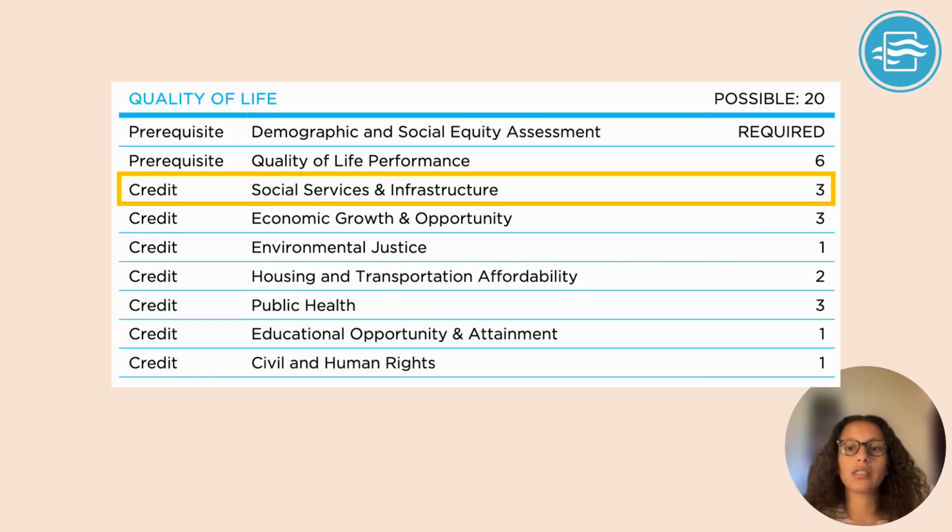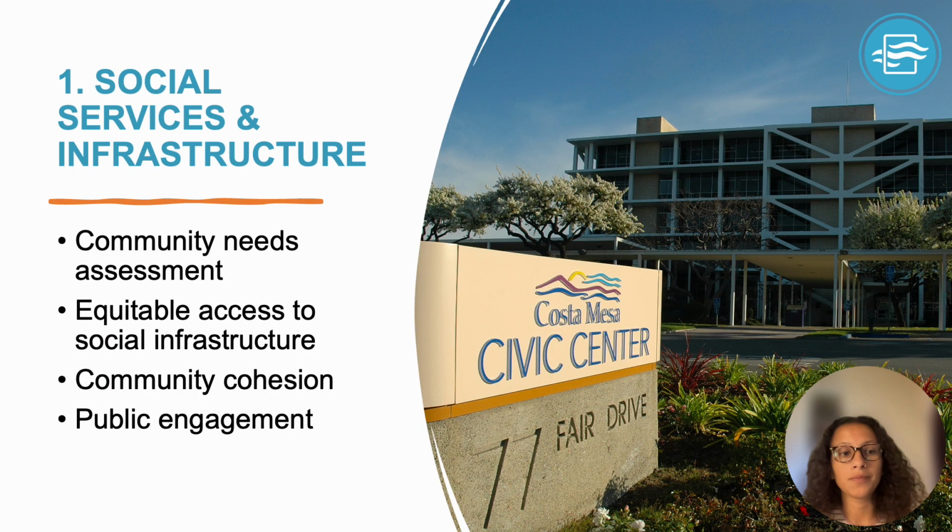Moving on to the credits, the first credit, social services and infrastructure, encourages the jurisdictions to provide facilities and services to residents that help meet their social needs, maximize their potential for human development, and enhance community well-being. Up to 3 points can be earned in this credit through 4 options.